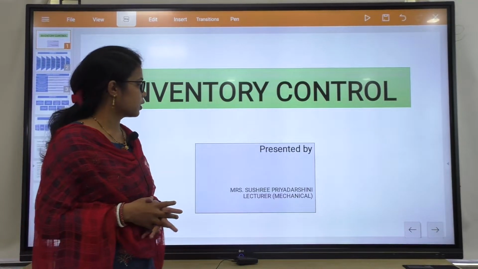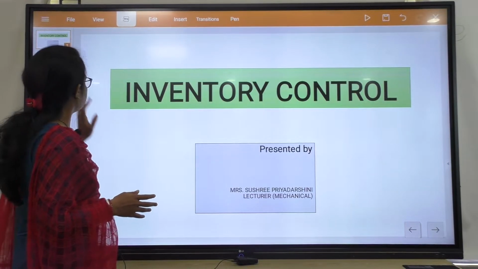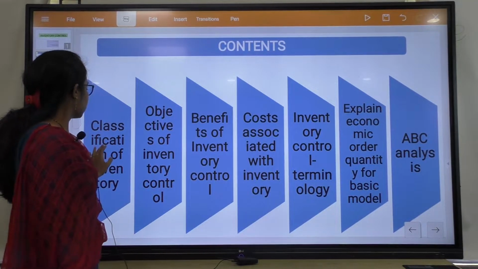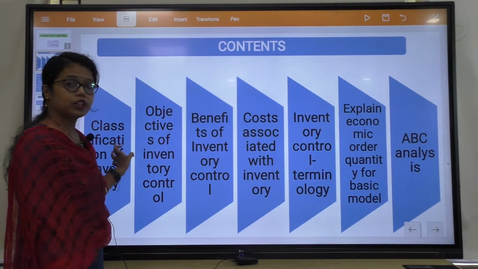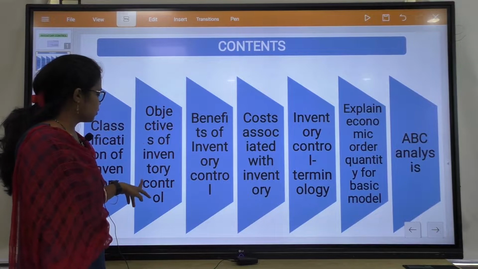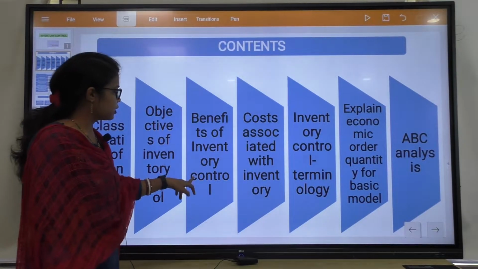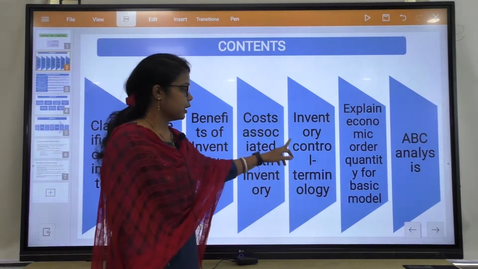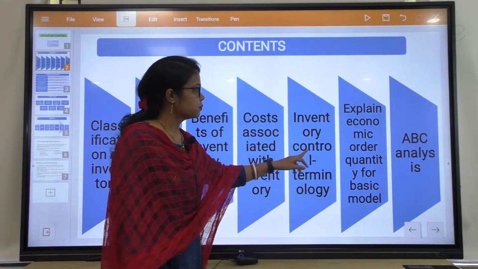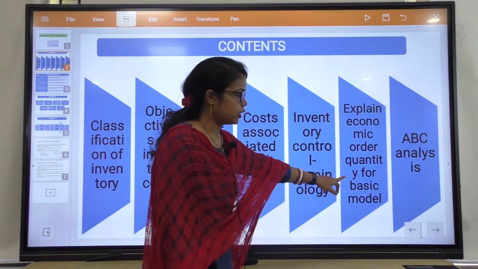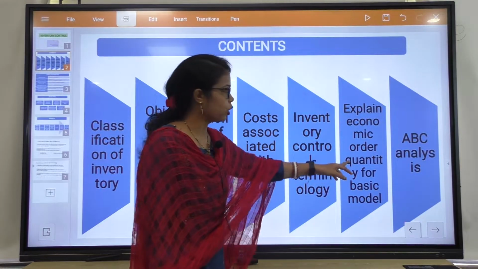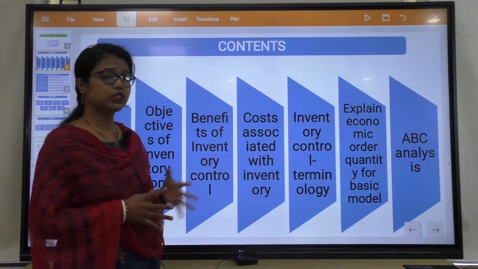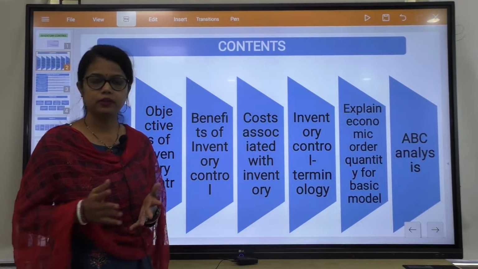And today, for this chapter, the contents are classification of inventory according to your syllabus, objectives of inventory control, benefits of inventory control, cost associated with inventory, inventory control terminologies, explain the economic order quantity basic model, and last is ABC analysis. According to this content we will cover one by one.